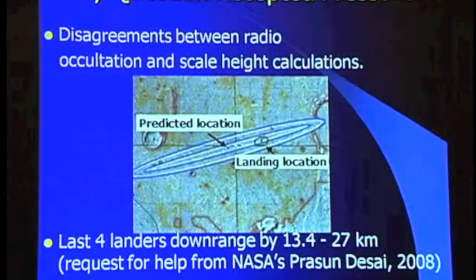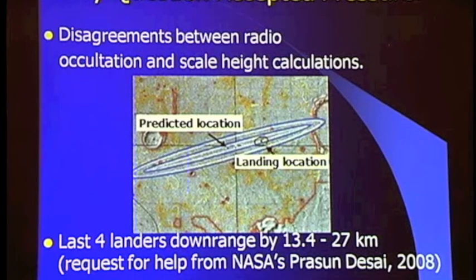Next. There are also disagreements between radial occultation and scale height calculation for the minimum pressure on Mars. I'll explain that more later, but the difference is several 100%. What you have here is a landing ellipse. On the topic of that, the last 4 landers were downrange by 13.4 to 27 kilometers. If you're trying to land the shuttle on Earth and you're off by that much, that would be considered a disaster, not a success. NASA's Pursoon Desai, who works on these, requested help with this. His theory is that the pressure at 50 kilometers is 40% less, but 5% more at the surface, because there's only a finite amount of atmosphere. But what I'm calling for here is not that type of thing. I'm talking about several 100% higher pressure.